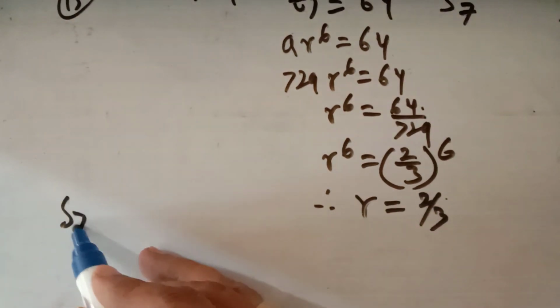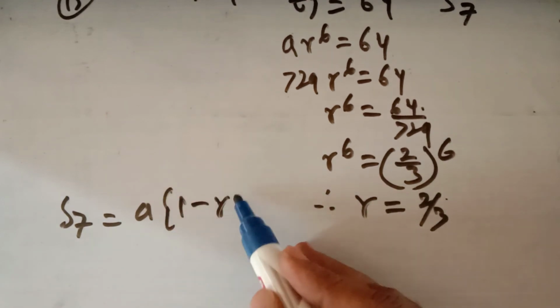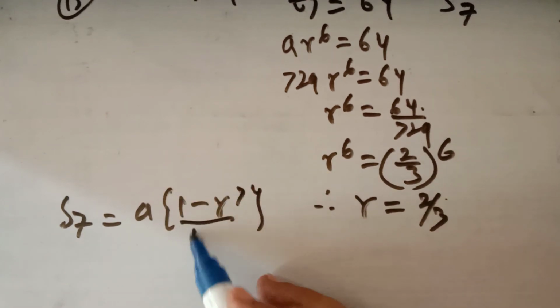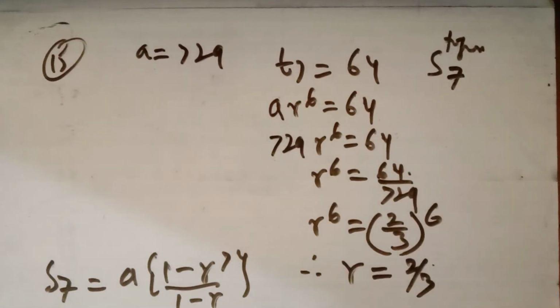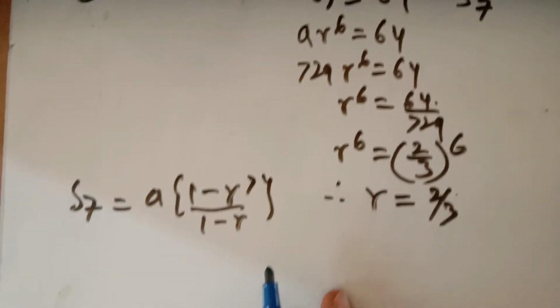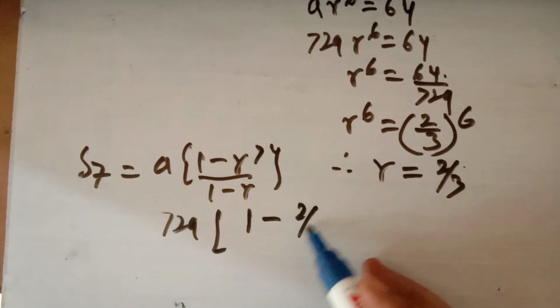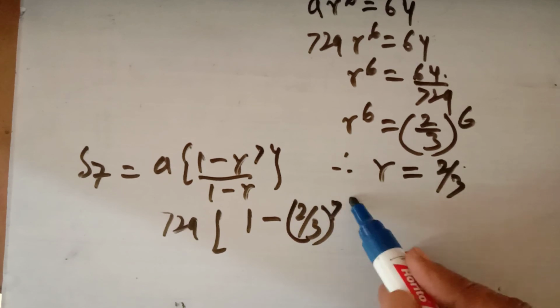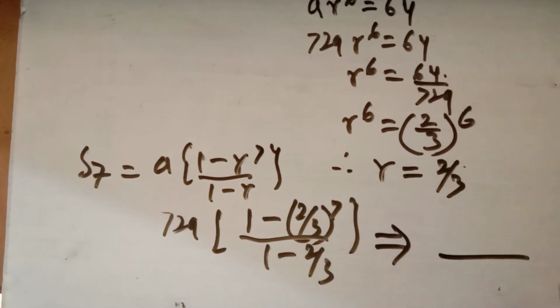And you have to find S7. So S7, because R is less than 1, is A into 1 minus R raised to power 7 upon 1 minus R. So what is A here? A is 729 here. So 729 into 1 minus 2 upon 3 raised to power 7 upon 1 minus 2 upon 3. So simplify as far as possible. You will get the sum of first 7 terms of this GP.